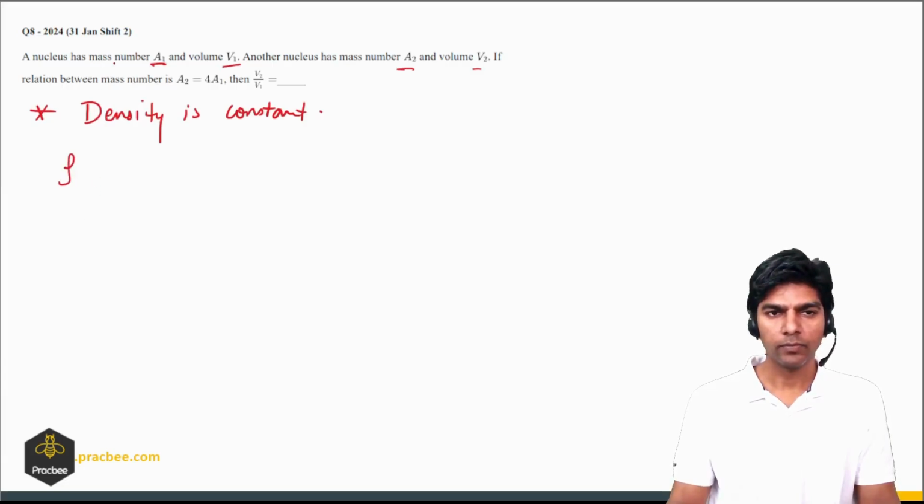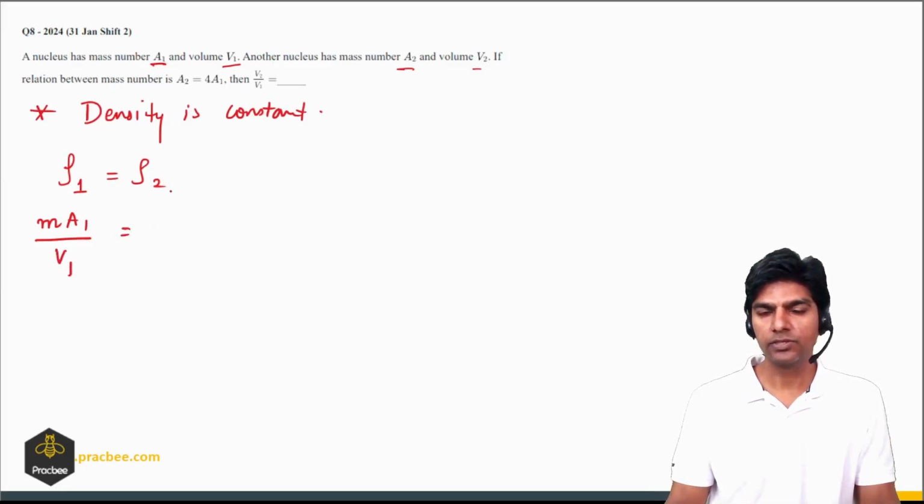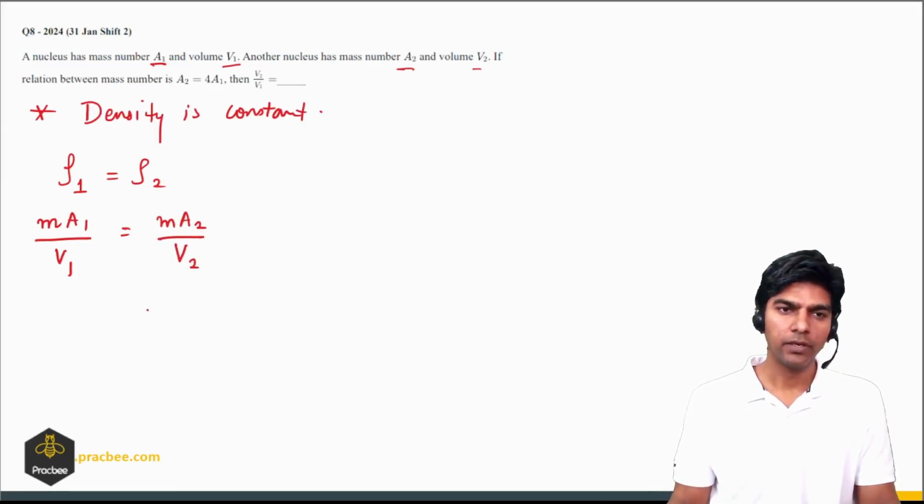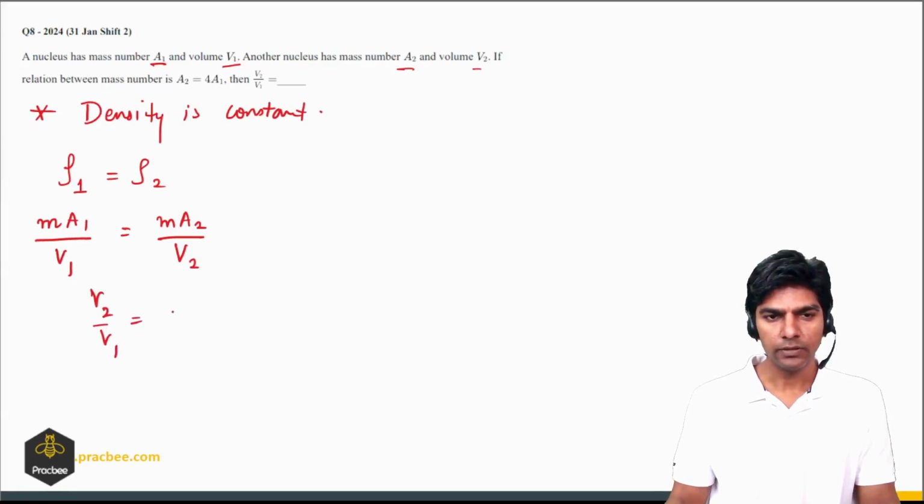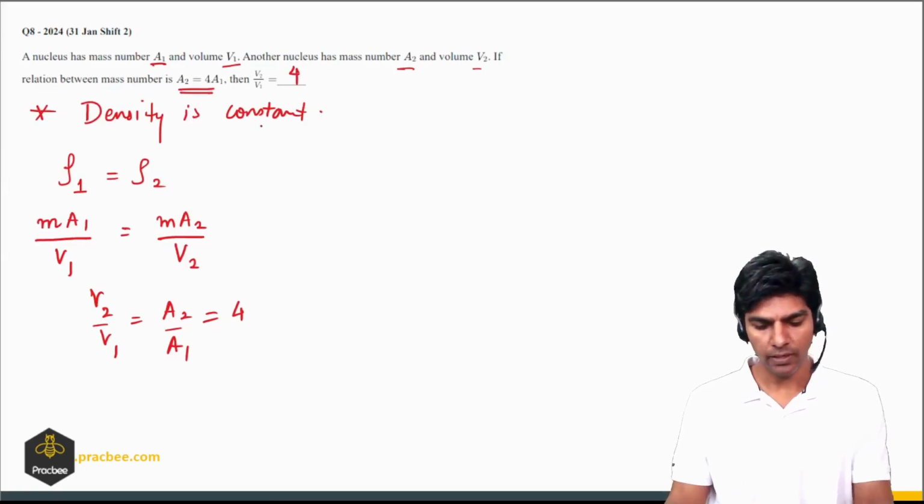So the density for the first nucleus should be equal to the density of the second nucleus, and density will be mass upon volume. The mass of the first nucleus will be mass of one nucleon times the mass number upon volume, that is V1, and similarly the density for the second nucleus will be mass of one nucleon times the mass number divided by the volume of the second nucleus. Now from this we have to find the value of V2 by V1. So V2 by V1 is A2 by A1, and we are given A2 by A1 is 4. So it will be 4, right? So 4 is the answer.